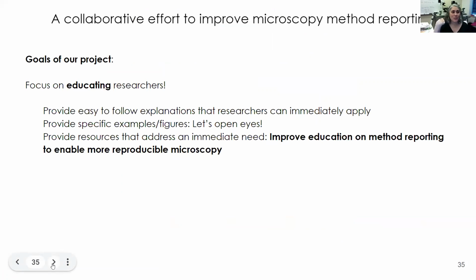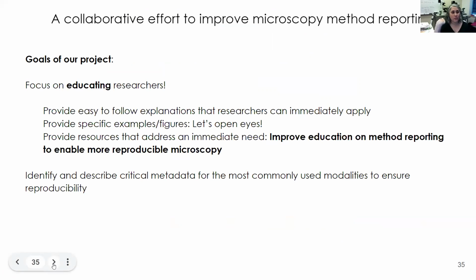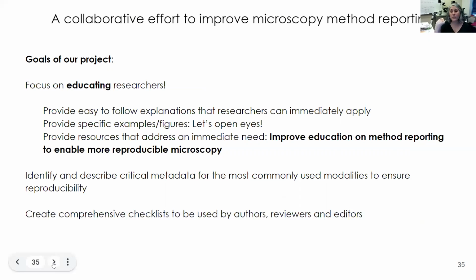The goal of this project was to focus on educating researchers. So let's try to get to their level and help them understand what the important parameters are that are going to impact imaging. We try to provide easy to follow explanations that researchers can understand immediately. Our audience is researchers, grad students, postdocs, people who use microscopy in general, but are not experts.